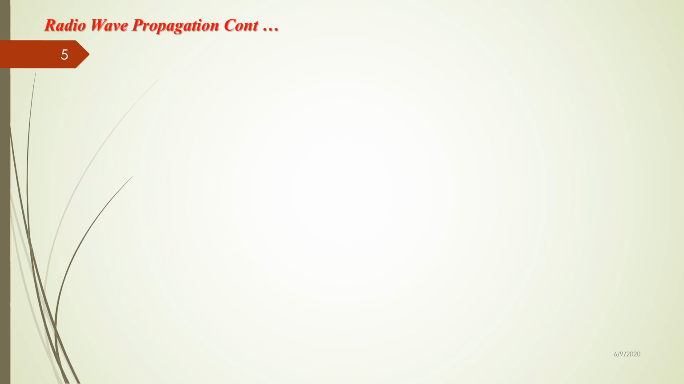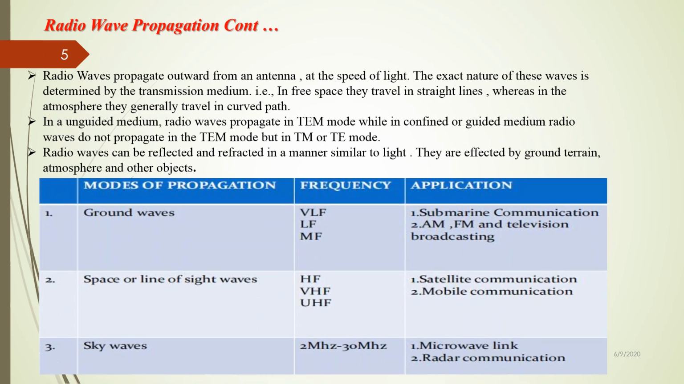Now the next topic is the continuation of radio wave propagation, where I explain the different modes of propagation. Radio waves propagate outward from an antenna at the speed of light, and the exact nature of the wave is determined by the transmission medium. In free space they travel in a straight line, whereas in the atmosphere they generally travel in a curved path.